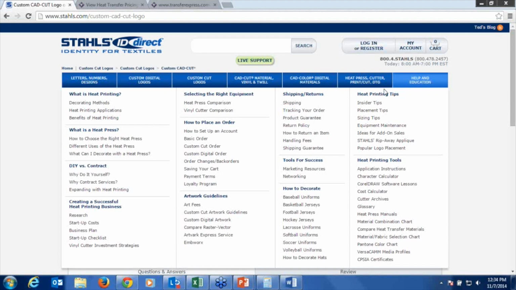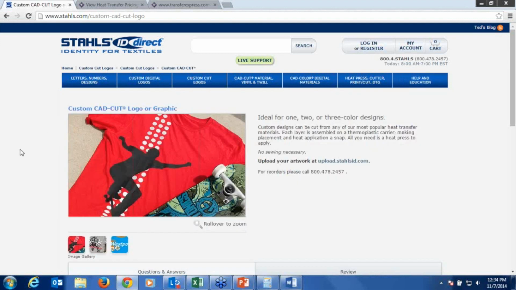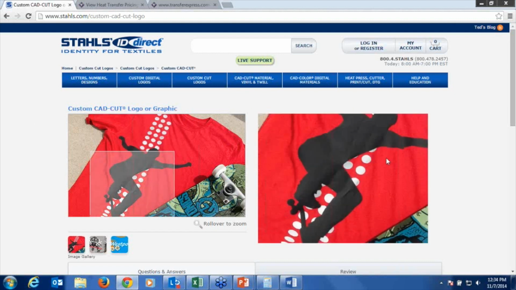As far as the upload features for us to make transfers, it's just vector art. So you can upload any vector file format, PDF, EPS, whatever that might be.